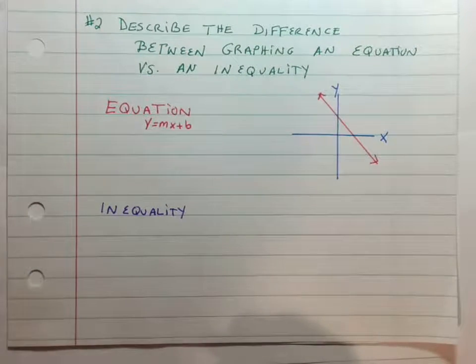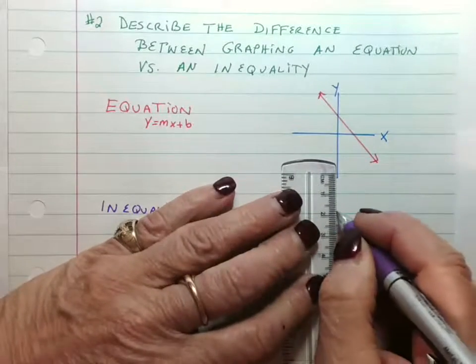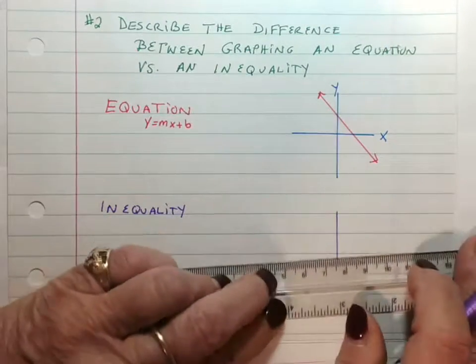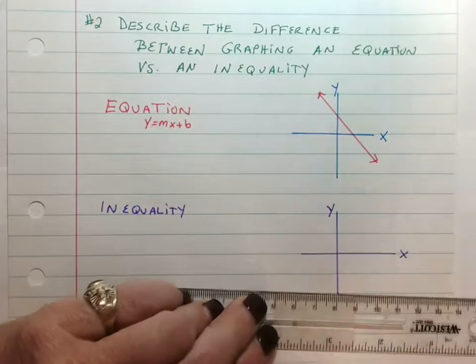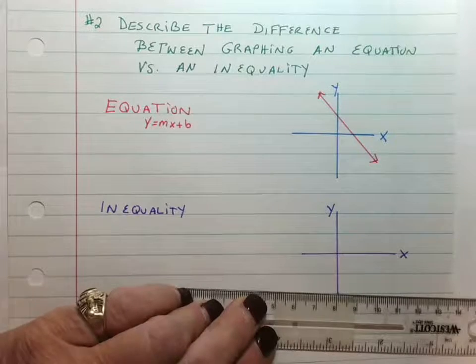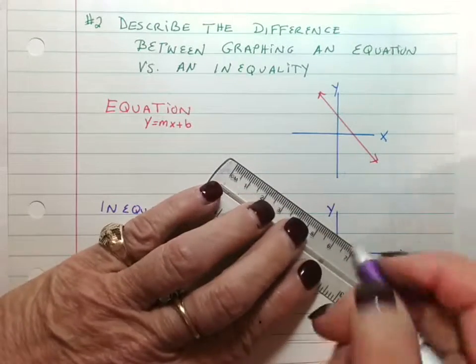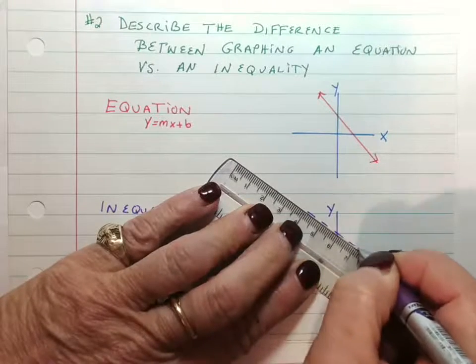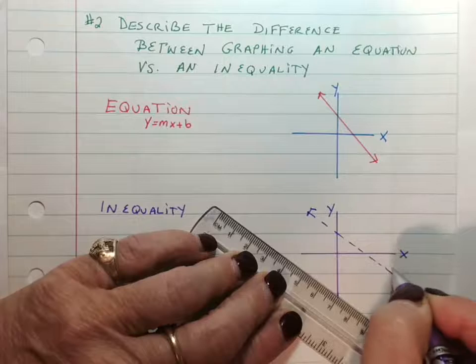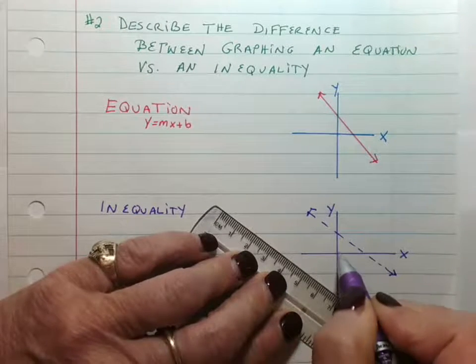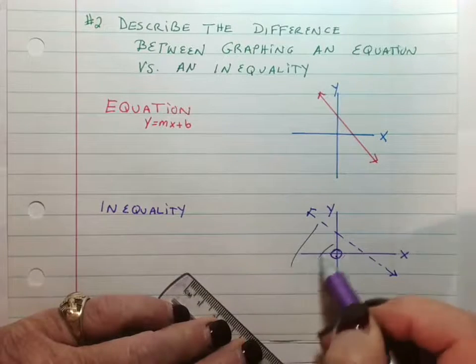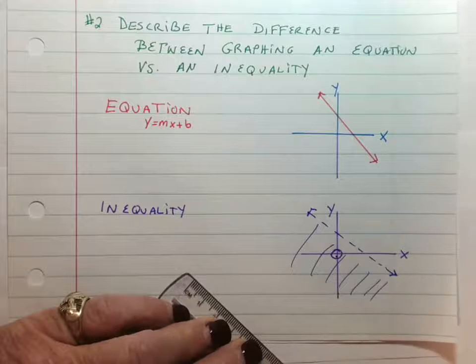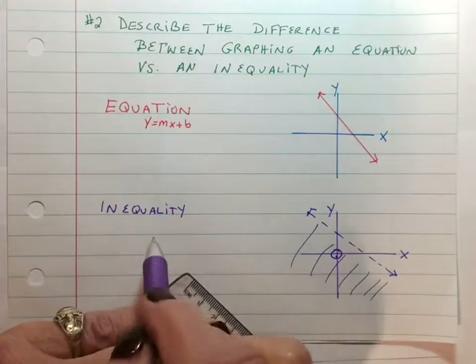An inequality means that, and remember you always label the x and y, you are going to graph the line, and it's either dotted or solid, and then you're going to test a point, and if this point is a solution, then you shade that side. So that is the difference between an equation and an inequality.